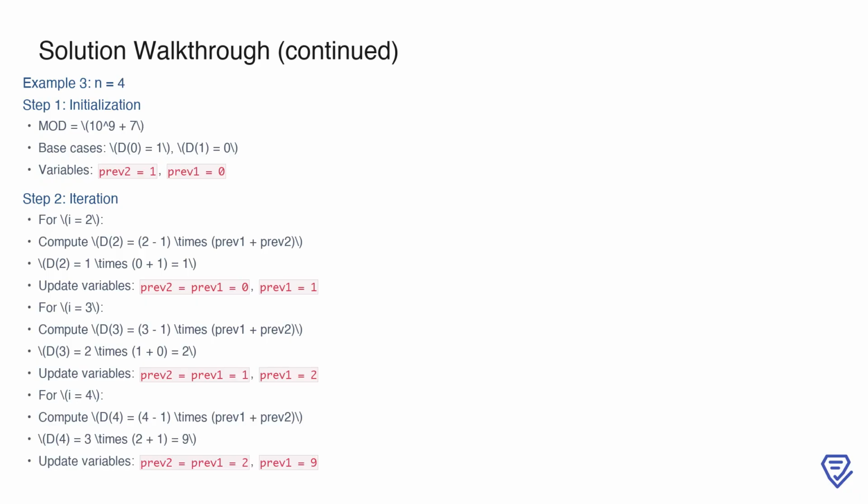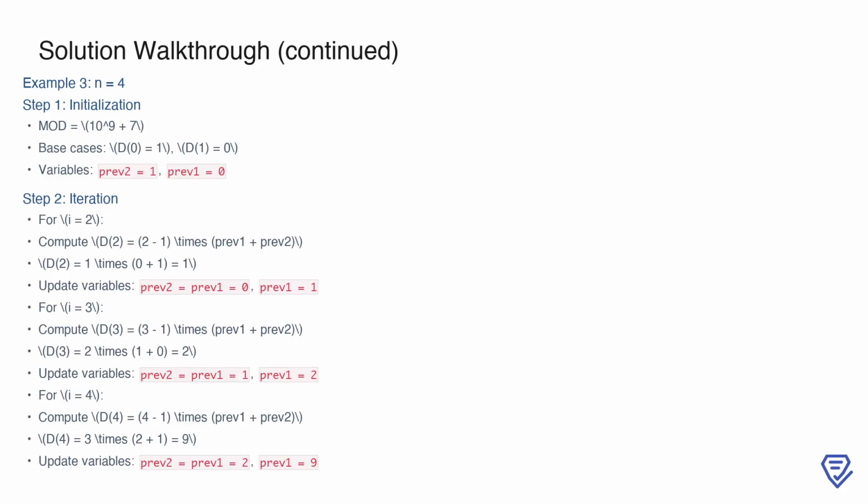For n equals 4, we follow the same process. Starting with the base cases d0 equals 1 and d1 equals 0, we initialize previous 2 as 1 and previous 1 as 0. For i equals 2, we compute d2 as (2 - 1) times (previous 1 plus previous 2), which gives 1 times (0 plus 1), resulting in 1. We then update previous 2 to 0 and previous 1 to 1.